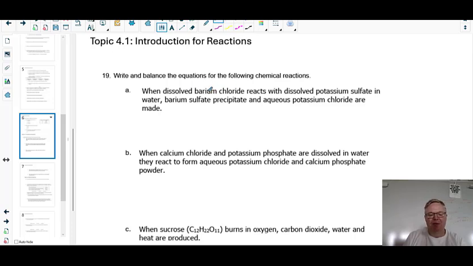Most of this just deals with being able to understand how to write the reactions and balancing them. Just as a reminder, here we go: dissolve barium chloride. And here we're also going to talk about the state of matter. Dissolved obviously means it's going to be aqueous.